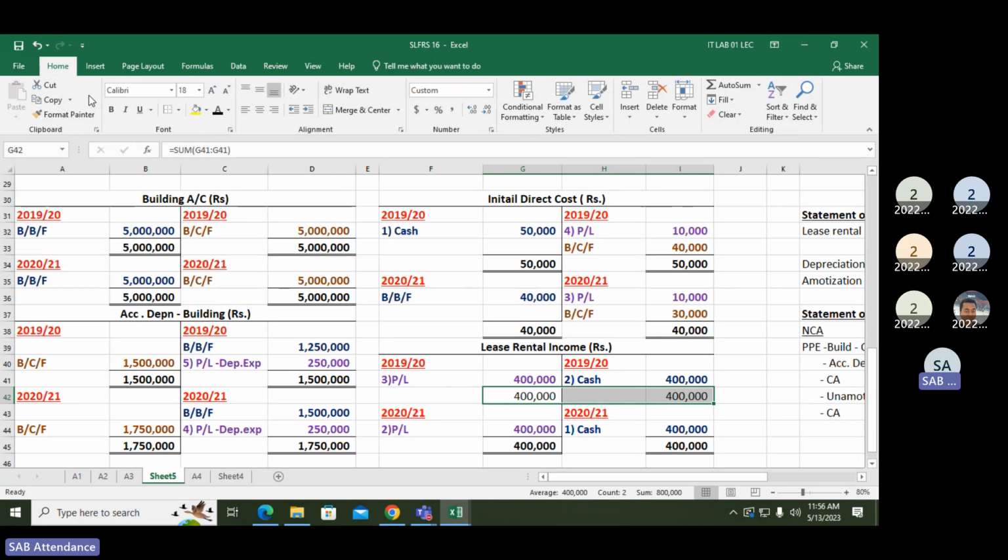This is how we maintain the accounts in the books of lessor for operating leases.